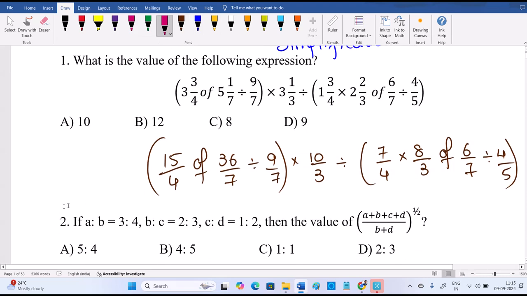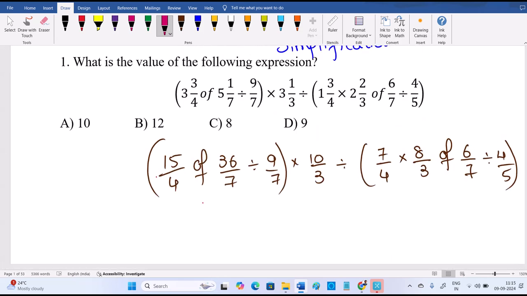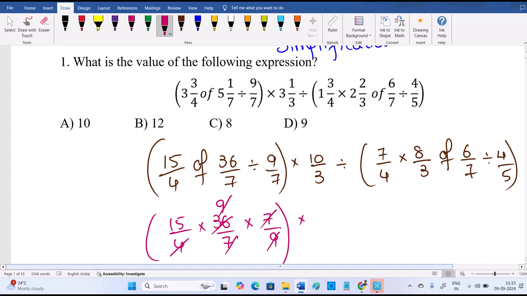Right? So "of" means multiplication, right? Inside the brackets first we need to solve, and that "of" is the first one to be resolved. So 36 divided by 7, first solve that. This divided by 9 by 7, we can write it like 7 by 9. This 9, this 9, this 7 cancel. So inside brackets entire equal to 15.